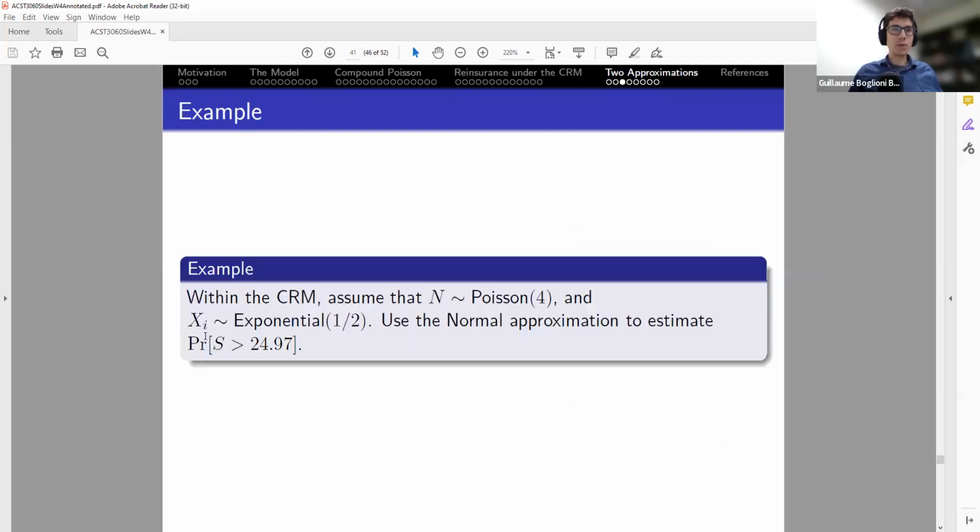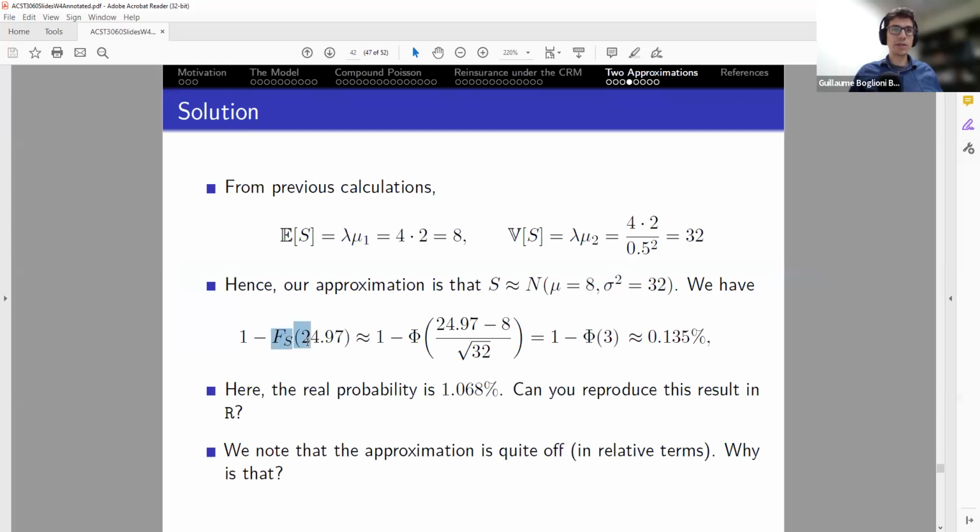Now we're asked to find the probability S is bigger than this value. So of course it's 1 minus the CDF evaluated at this value. So it's 1 minus the CDF of a standard normal. Here you standardize it as well. So you take 24.97 minus 8 divided by the standard deviation. Now you see this number was picked because if you compute this, you're going to get 3, or I think 2.999.